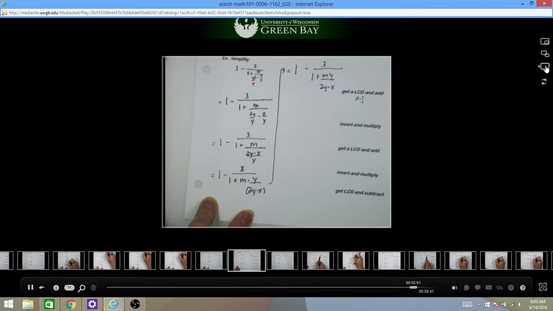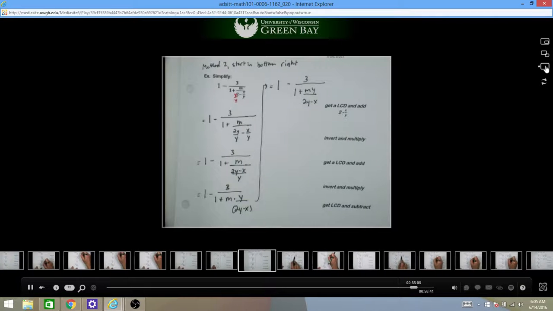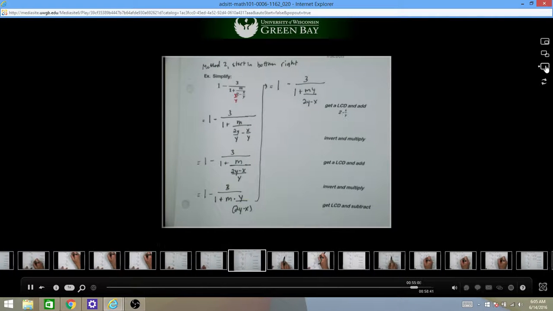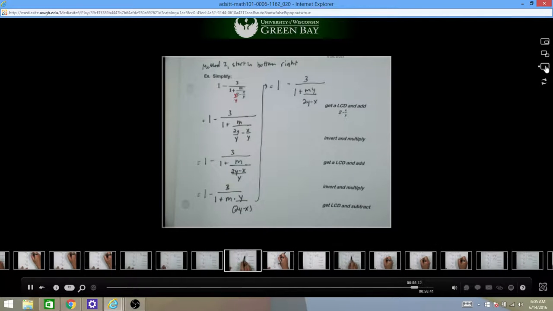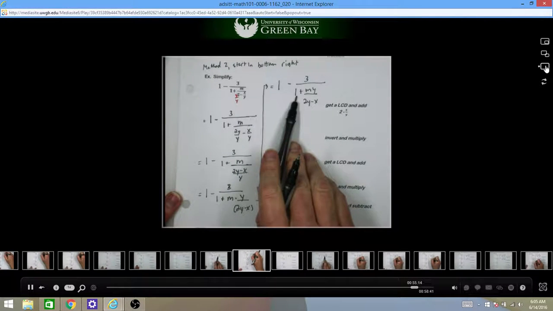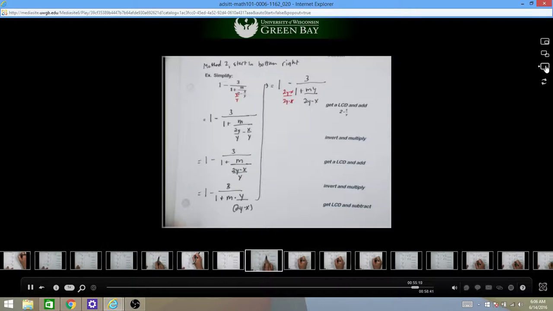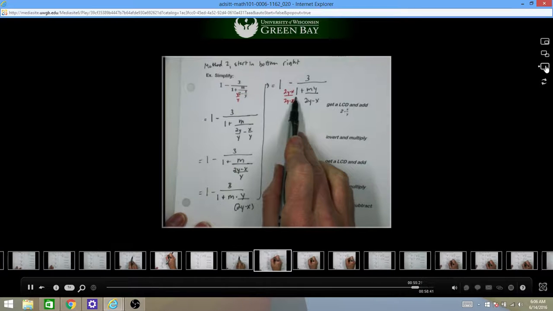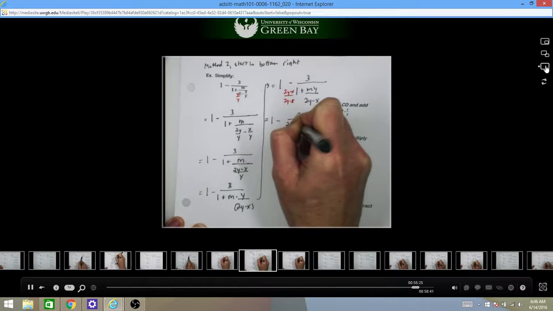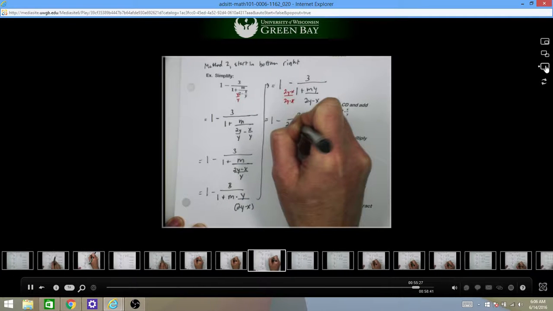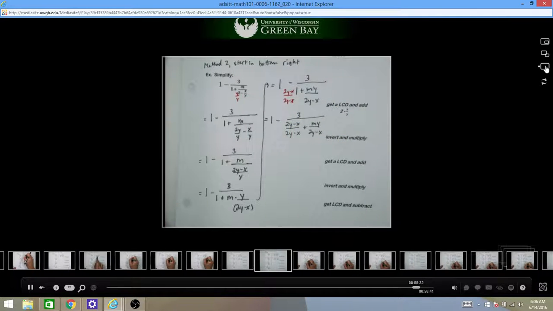So now we repeat that cycle, the cycle of getting the common denominator and adding those two little fractions up. So we'll take the 1 and multiply it by 2y minus x over 2y minus x. The one in the denominator. So we're going to get a common denominator and add those up.